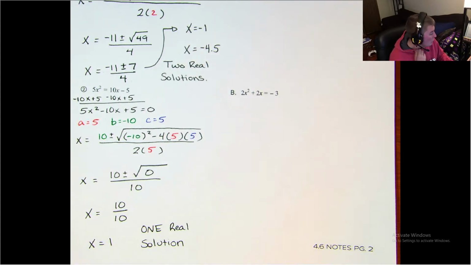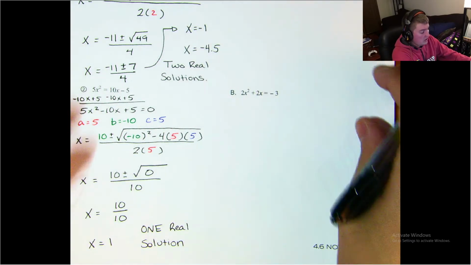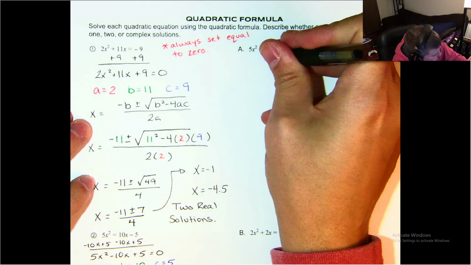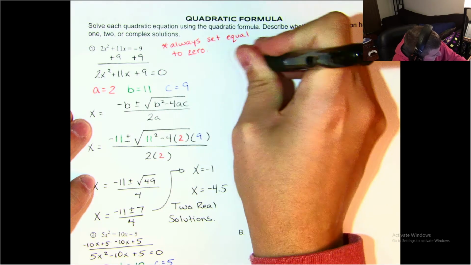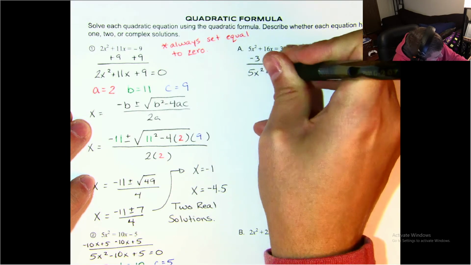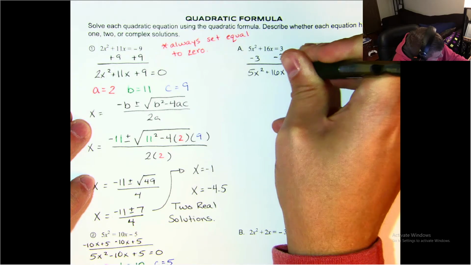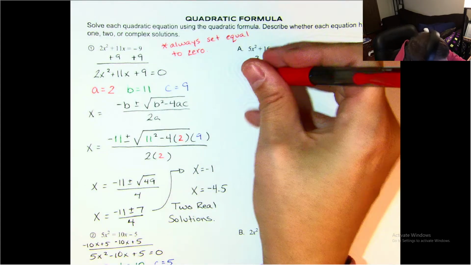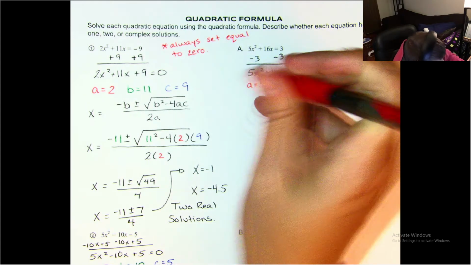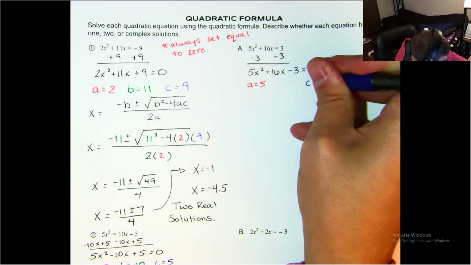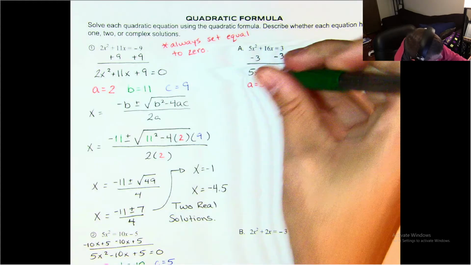Okay, why don't you all take a moment, try A and B on your own, and check it with me right now. And I'm assuming you've already done these, and you're just here to see how you did. You start by getting all values A, B, and C to the left side of the equal sign, or setting it equal to 0, rather, is a better way to phrase that. So A is 5, C is negative 3, and B is 16.